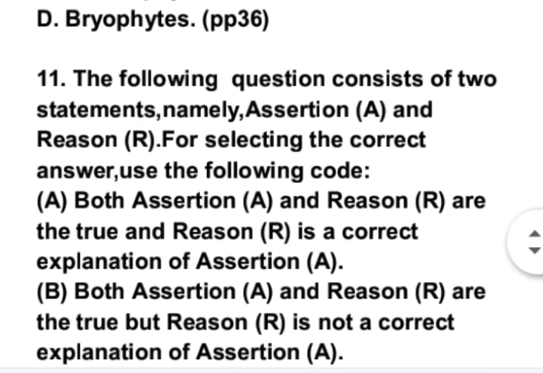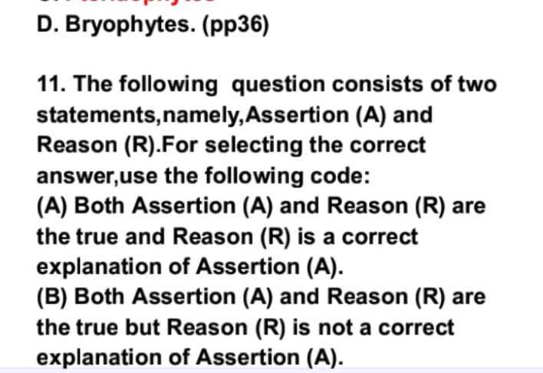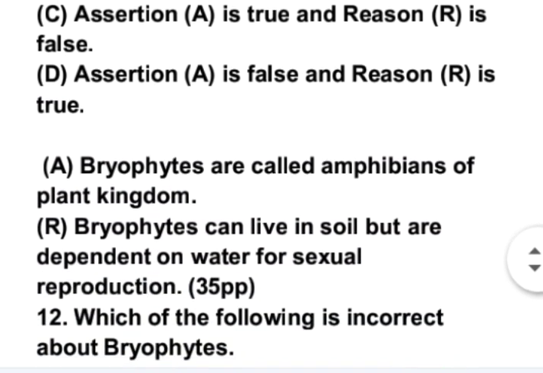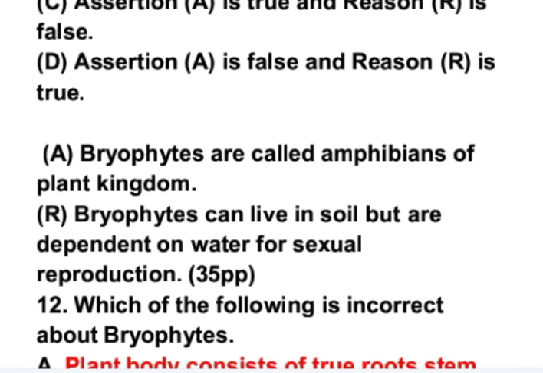Next, we have the assertion and reasoning type of questions. We have been given the assertion and a reason. Assertion is that bryophytes are called amphibians of plant kingdom. Yes, this is correct. They are called amphibians of plant kingdom. Reason given has been, bryophytes can live in soil but are dependent on water for sexual reproduction. Yes, due to this reason, they are called the amphibians of plant kingdom. Therefore, the assertion A is correct, reason R is also correct, and reason R is the correct explanation of assertion A. Therefore, our option will be A.